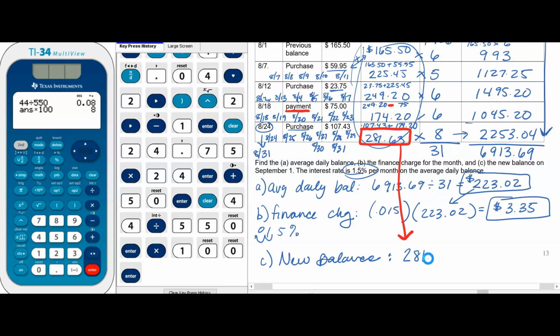So $281.63, and you're going to add that. And I don't need parentheses. I don't know why I used parentheses there. You're going to add the finance charge of $3.35, and then that's going to give you $284.98, and that's your new balance. So that's what you actually have to pay. The reason that we calculated the average daily balance is just to find the finance charge, and then the new balance is what you actually owe the credit card company, plus that finance charge.